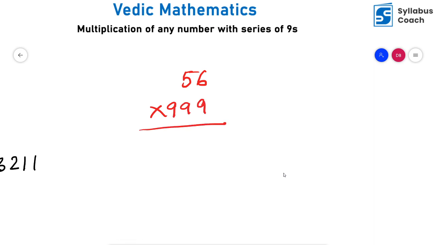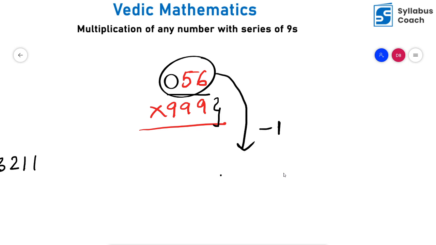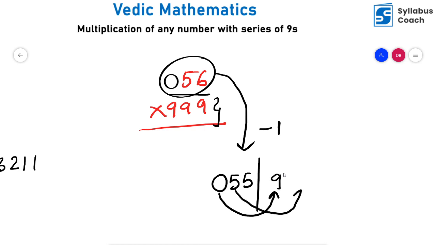Simple, students. You just have to add 0 to 56 to make sure the length of the number is equal to the series of 9s that is given to you, right? So in this case, what would you do? Select this number after adding 0, and reduce this by 1. And do not remove 0 in any case. So it is 055. What is it? 055, because you removed 1 from 056. And after that, the same concept. 9 minus 0 is 9. So 9 minus 5, how much is it? 4. And 9 minus 5, it is 4. So the answer for this question is 55,944. Hope you're clear with this question.